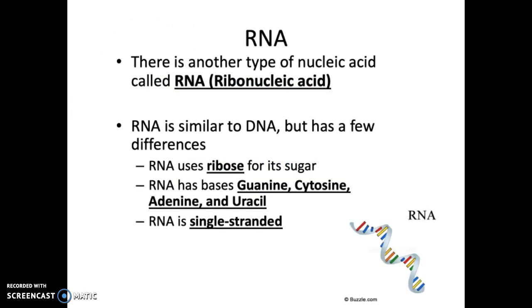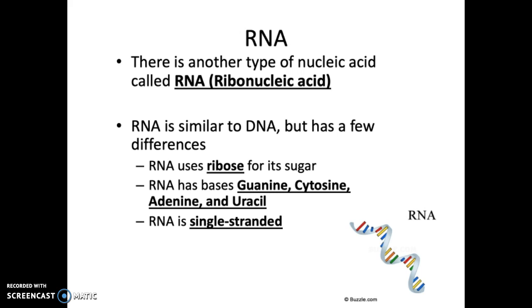So we have one other type of nucleic acid, and it's called RNA, or ribonucleic acid. RNA is similar to DNA, but there are a few key differences. RNA uses ribose for its sugar instead of deoxyribose, and it has the bases guanine, cytosine, adenine, and uracil. Remember, DNA has adenine, guanine, cytosine, and thymine, so it's the uracil that's different instead of the thymine.